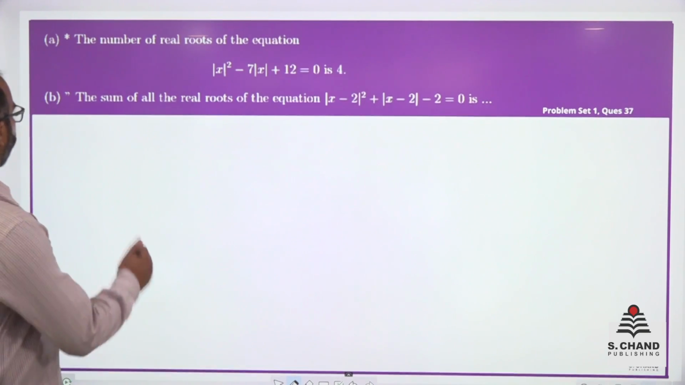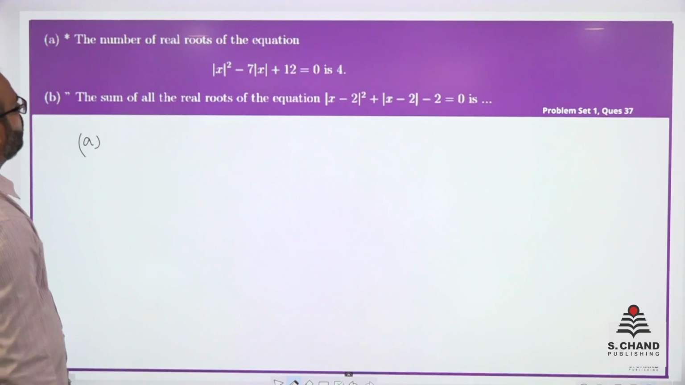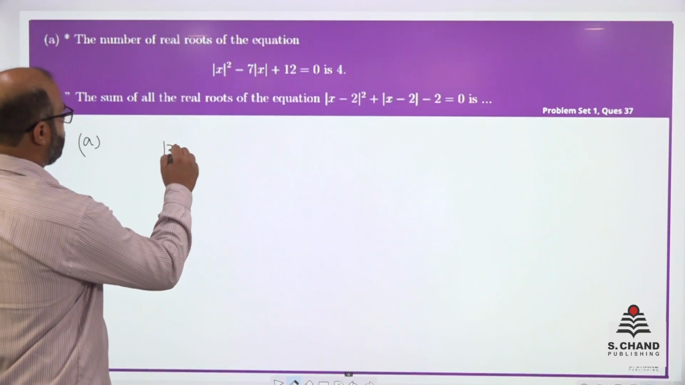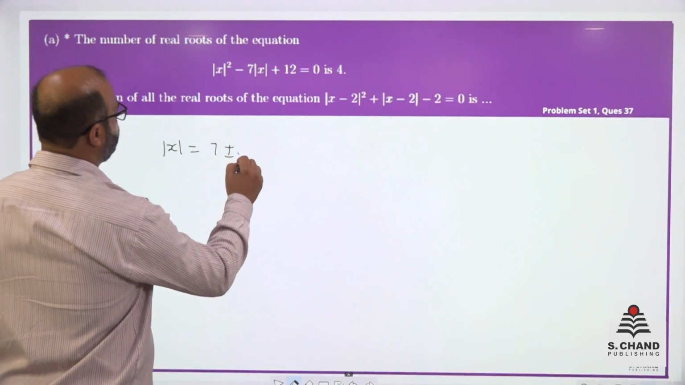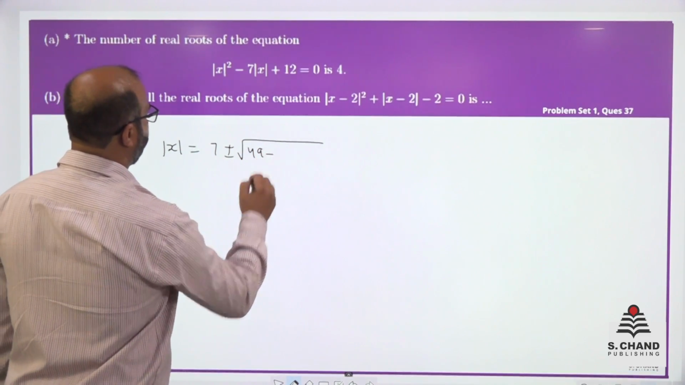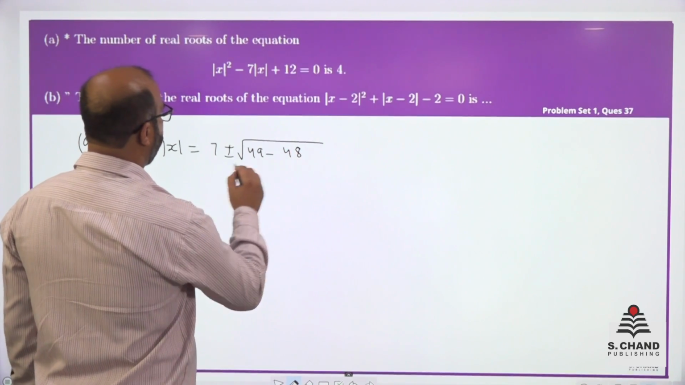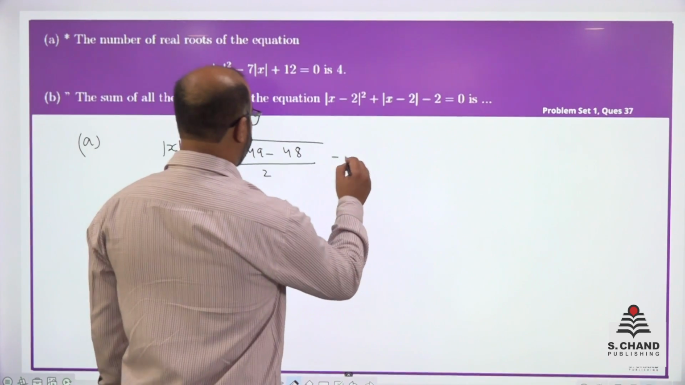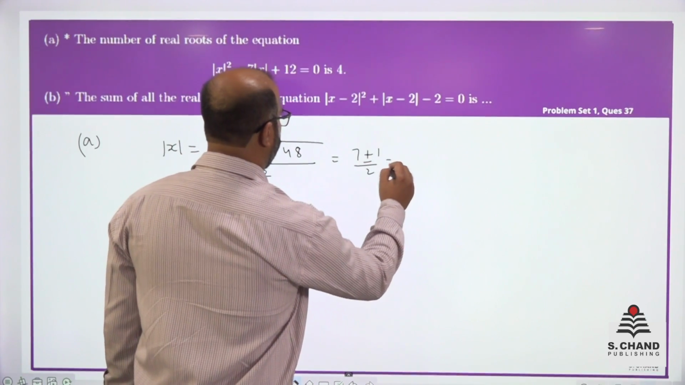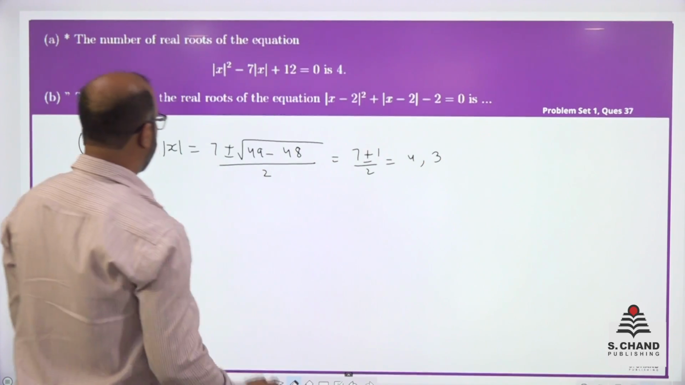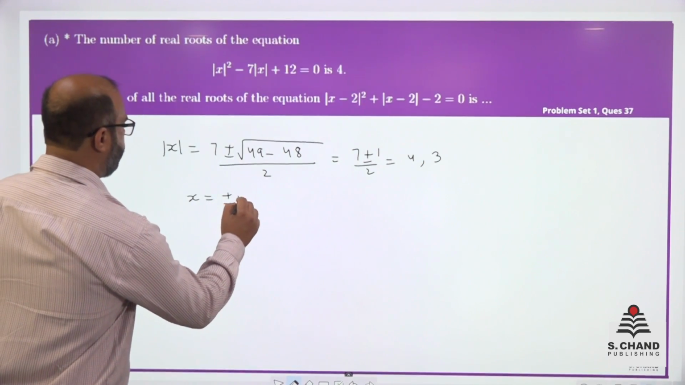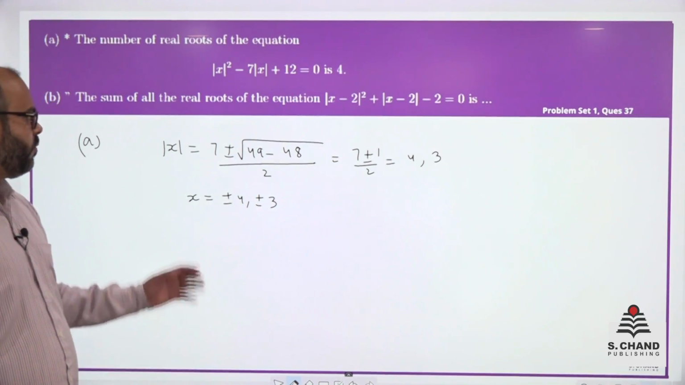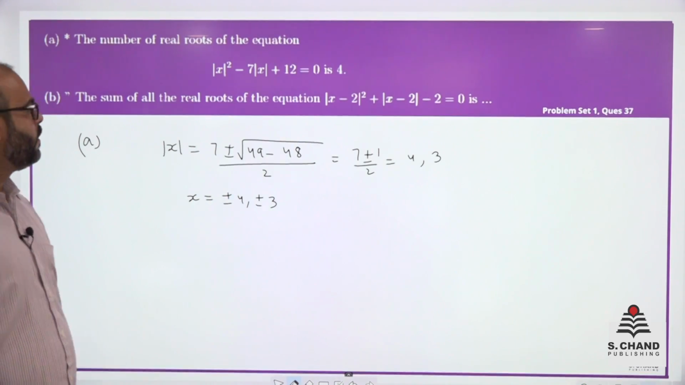So for A, if we want to solve this, mod of x is equal to minus b plus minus root over b square minus 4ac, that is 48, upon 2a, that is the quadratic formula. This will become 7 plus minus 1 by 2, that is 4 comma 3. So x is equal to plus minus 4 comma plus minus 3. So the number of real roots of the equation is 4, which is correct. 4, minus 4, 3, minus 3. So this is correct.